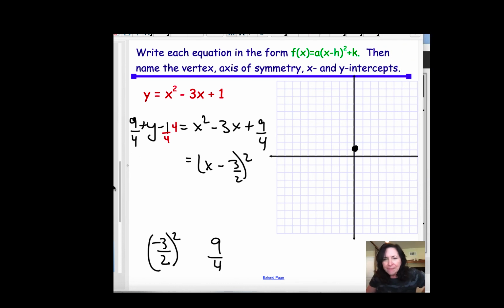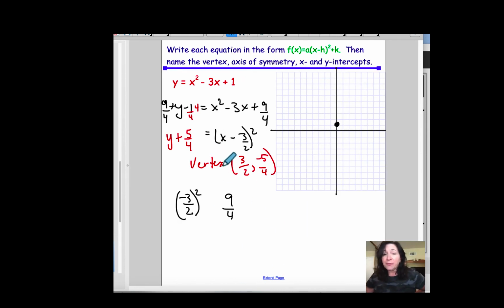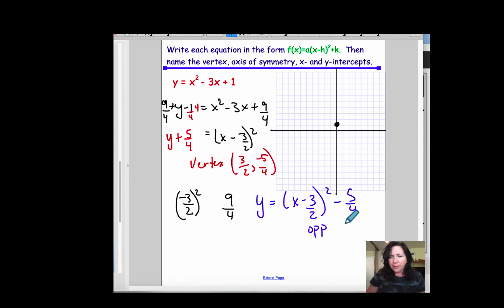And so we have 9 minus 4 is 5. So we have y plus 5/4. And that's it for that. And so my vertex, we have this in vertex form, is going to be 3/2, comma, negative 5/4. It's negative because I left this 5/4 over here. To put this in complete vertex form, then what I would do is move that over. So I'm going to go y equals x minus 3/2 quantity squared, and then minus 5/4. So the vertex is opposite of this term, same of this term when they're like that.